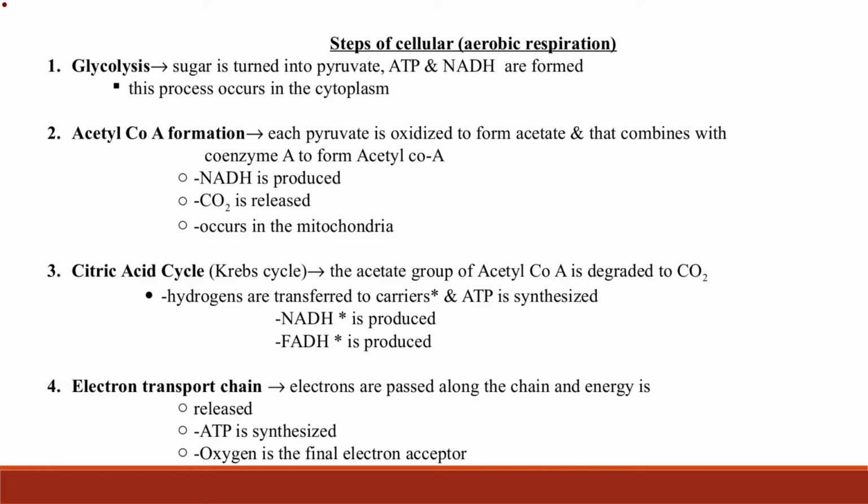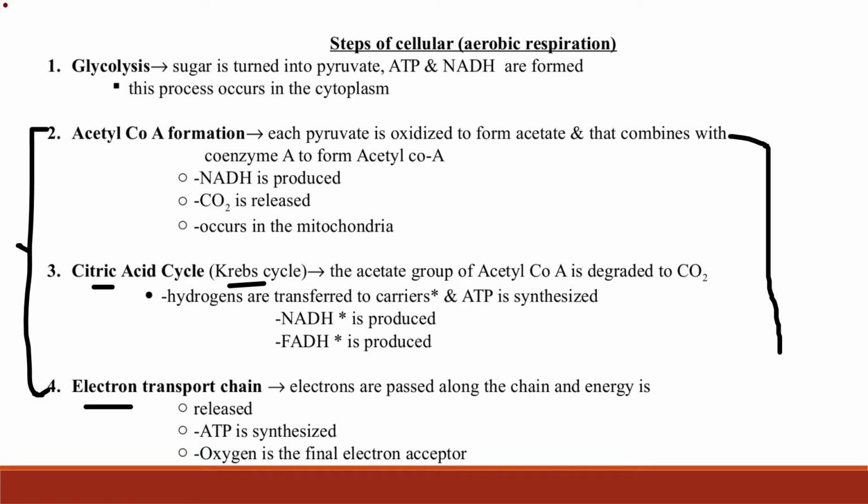So the 4 steps: glycolysis, acetyl-CoA formation, citric acid cycle or Krebs cycle, and then the electron transport chain. These 3 steps occur in the mitochondria and require oxygen. So I'm just going to make a note of that right here.